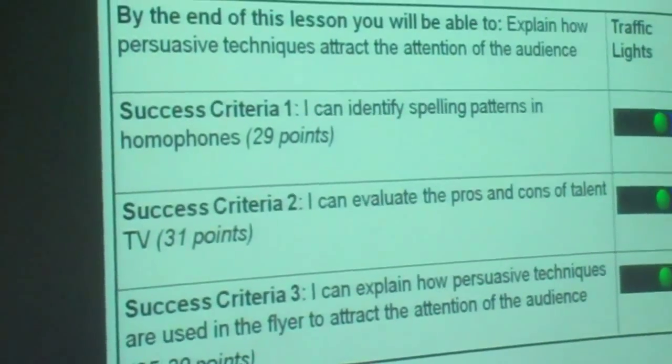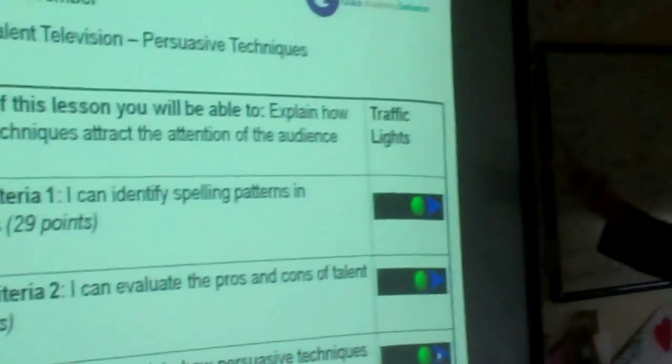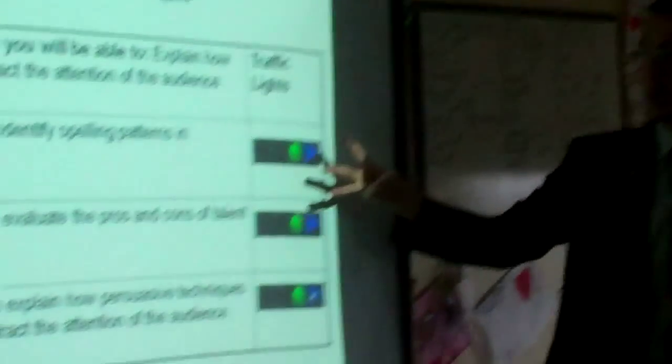And then I get them to hold up on one hand a 1, 2 or a 3, pertaining to how many of those green lights they feel pertains to what they've learned in that lesson. If they've only achieved success criteria 1, finger 1, 2, 3, and then I can get instant feedback from them.